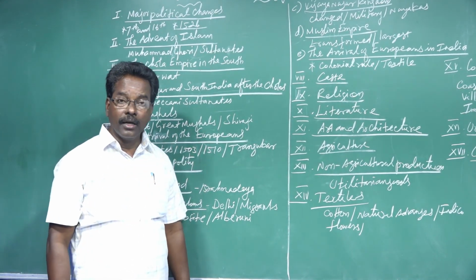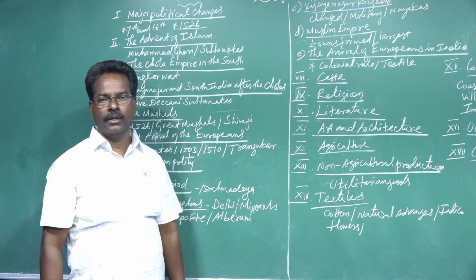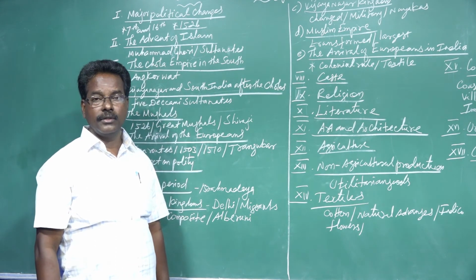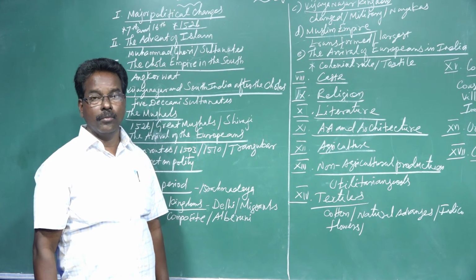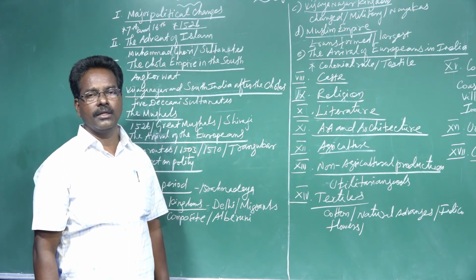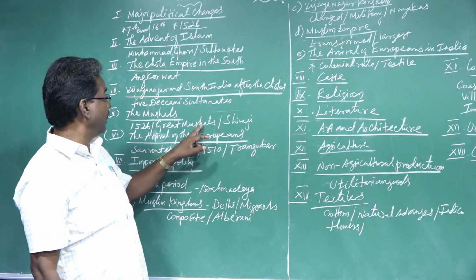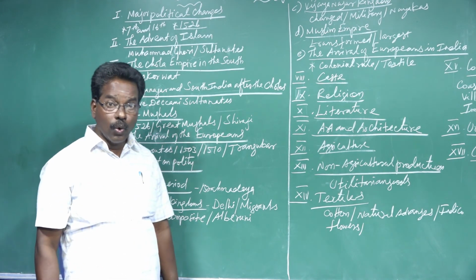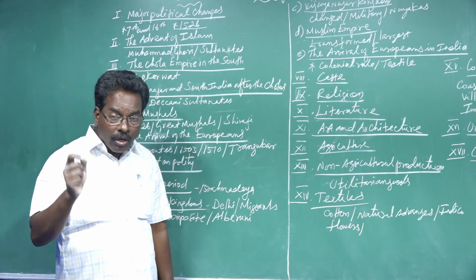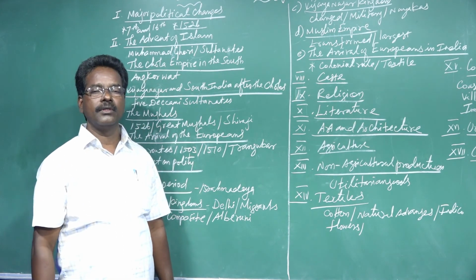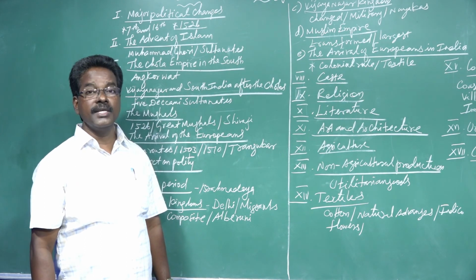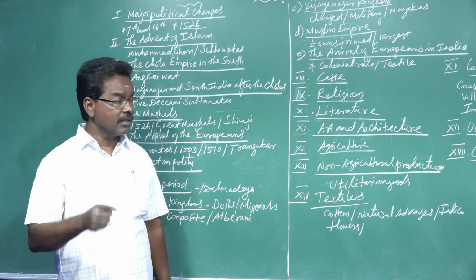What do you mean by Great Mughals? Great Mughals include Babur, Humayun, Akbar, Jahangir, Shah Jahan, and Aurangzeb. Who undermined the authority of the Mughal kingdom? Shivaji. Shivaji was the ruler of the Maratha kingdom.